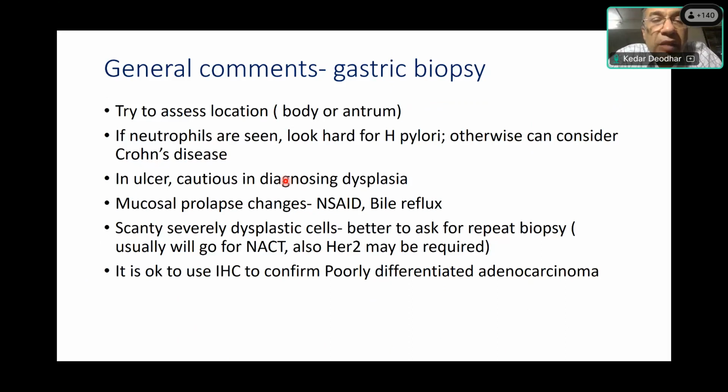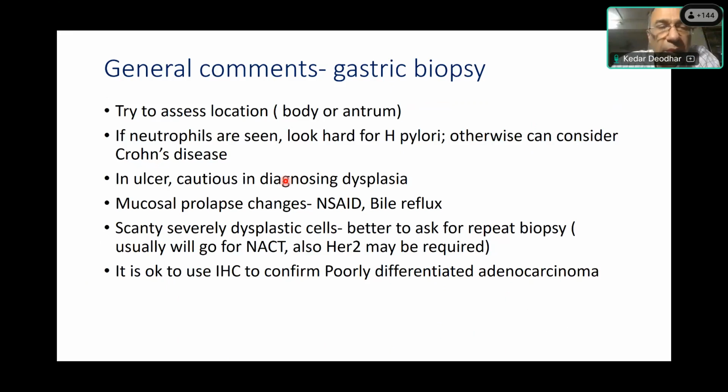Generally, in areas of ulceration, if we have atypical cells, be very cautious in diagnosing dysplasia or high-grade dysplasia, because ulceration can induce different types of metaplasia or reactive change. Think twice before calling it dysplasia. If we have mucosal prolapse changes, endoscopists can tell us whether they are seeing bile reflux at the time of endoscopy, or look for any chronic NSAID usage. These are the same changes that we see in solitary rectal ulcer syndrome. So these are the etiological factors in gastric mucosa.